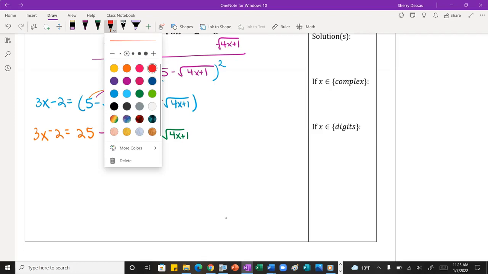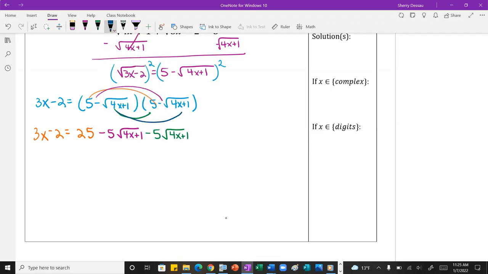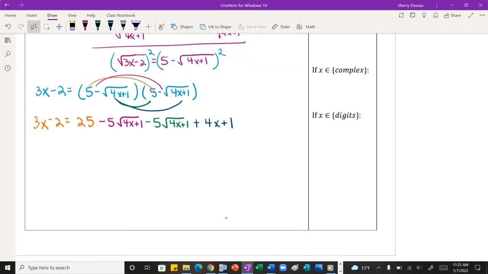And then lastly, I will do this root times the root. So negative and negative makes it positive, and since it's the same base, under the root sign cancels, and it's just plus 4x plus 1. Okay, so now I'm going to combine like terms. So again, this is alone here. So I have 25 plus 1 gives me 26. And then I have negative 5 minus 5, and they both have the same root, so that's negative 10 square root 4x plus 1.